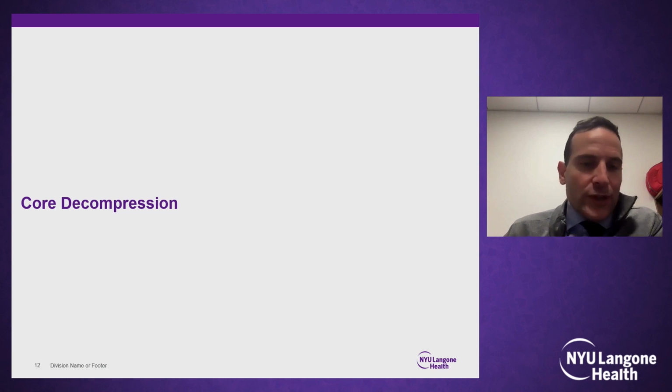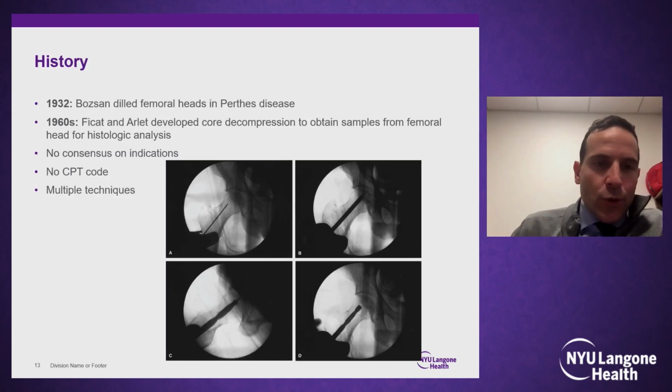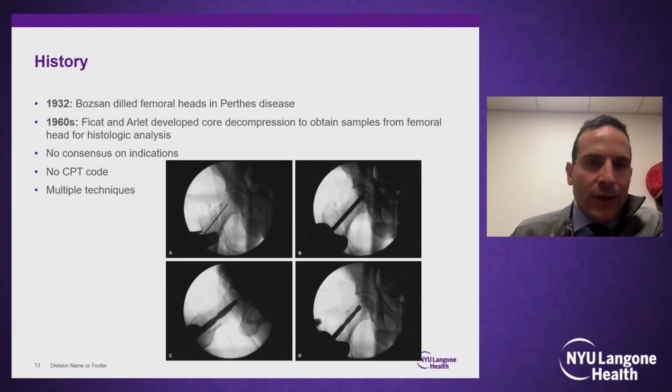And what about surgery? So really the mainstay for this is core decompression. And if you look at the history of this, people have drilled lesions in the past. So as far as 1932, Perthes disease, femoral heads were drilled. In the 1960s, Ficat and Arlet developed the core decompression initially to actually obtain samples from the femoral head for histologic analysis, but eventually they found that there might be some improvement from that.